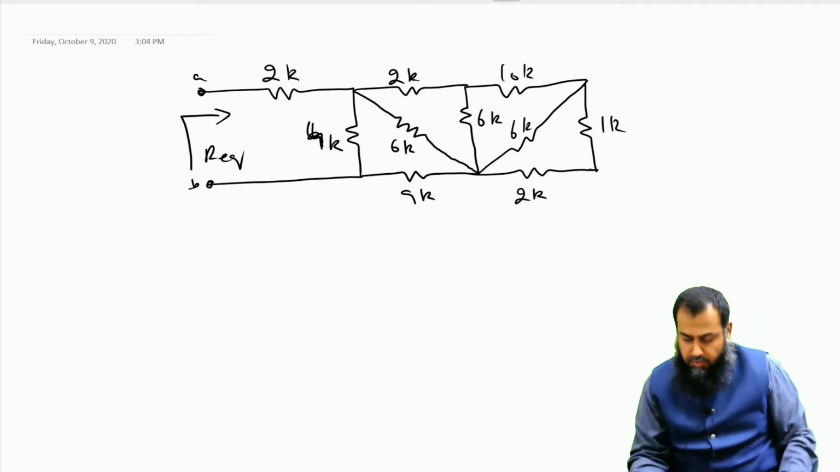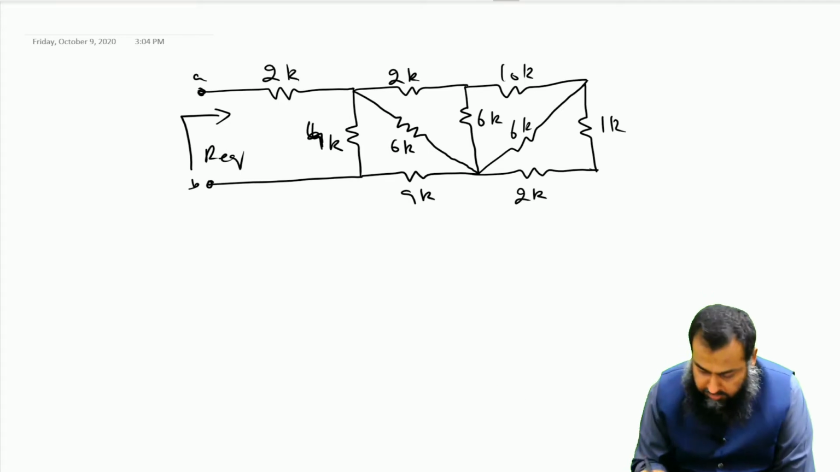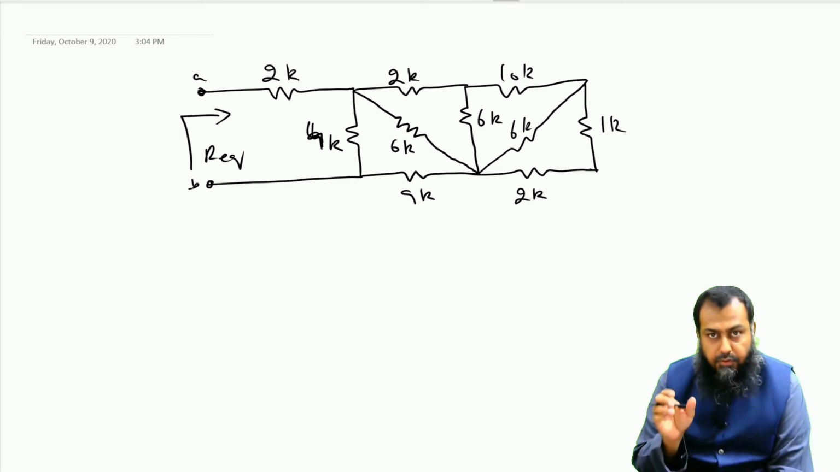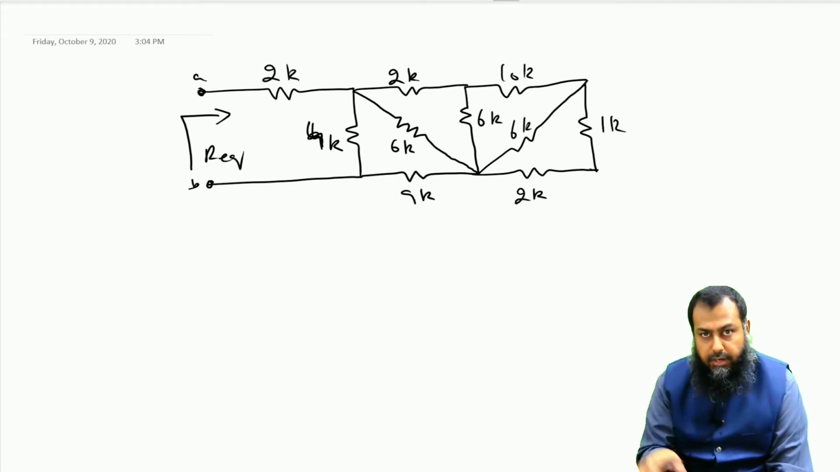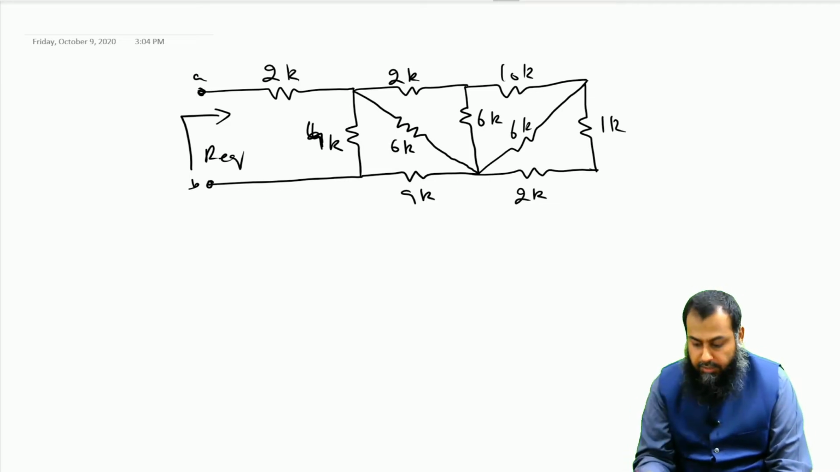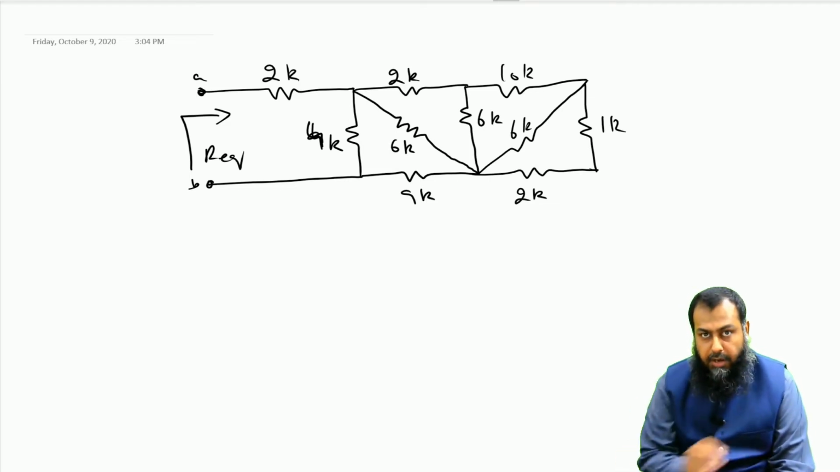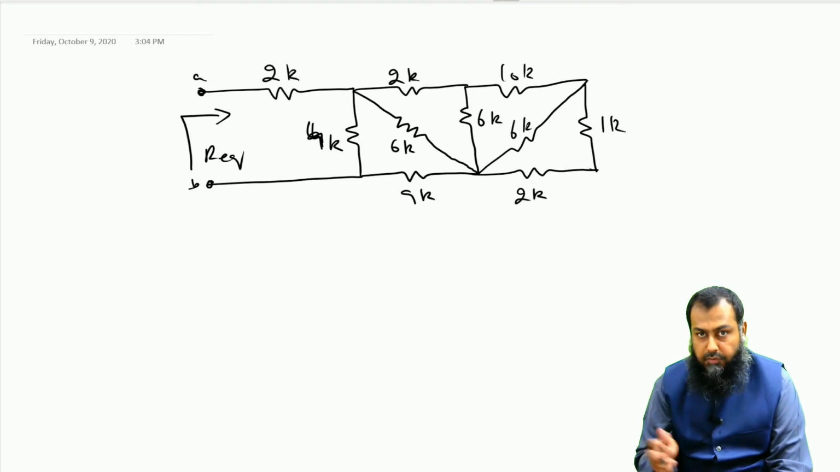As I mentioned in the last class, whenever we have to solve a circuit containing this type of network, we should start with the resistances at the farthest end from the terminals. Thereafter, we can take the circuit back towards the terminals across which we are supposed to find the resistance.